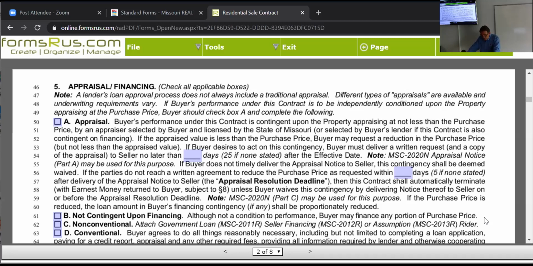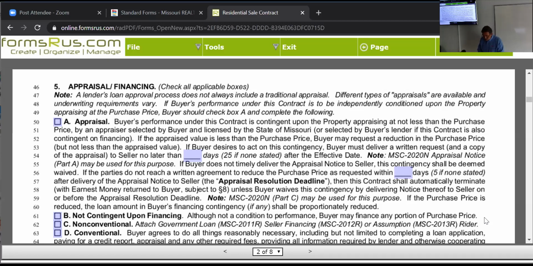I encourage you to always check line 50, box A, paragraph 5A. What this allows, even if it's an investment property, is that if the bank requires an appraisal, you have the appraisal done, and if the appraisal comes in lower than contract value, then you can negotiate. Actually, the buyer can cancel the contract if the appraisal comes in lower, but typically you want to try to negotiate that if you can.